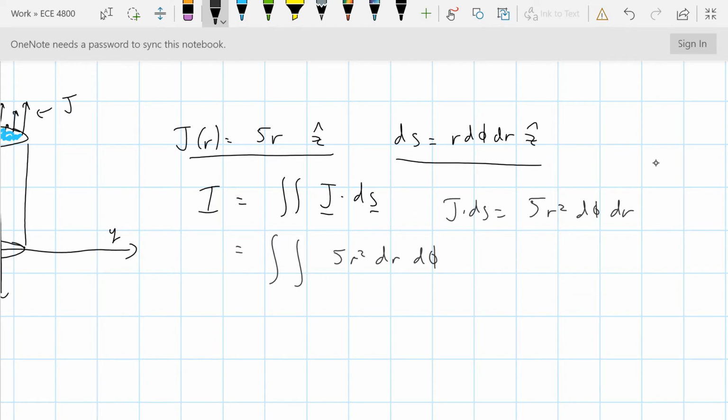What are going to be the limits of integration for r? 0 to 1. And the limits of integration for phi? 0 to 2 pi. Good. Remember, this d phi can actually come out. We can separate this into two integrals, because this part is not a function of phi, and so there's no convolution here. We'll have the integral from phi equals 0 to 2 pi of d phi, and the integral from r equals 0 to 1 of 5r squared dr.